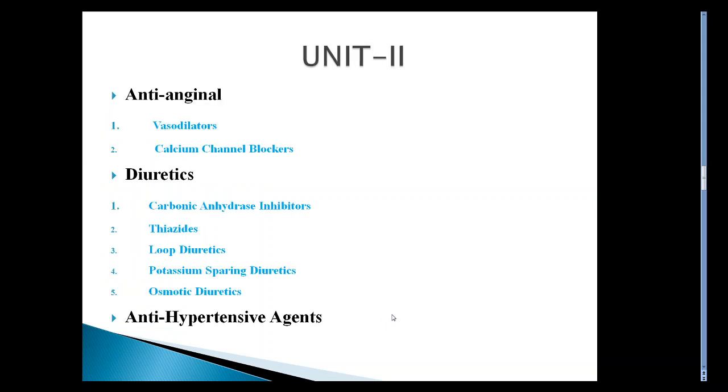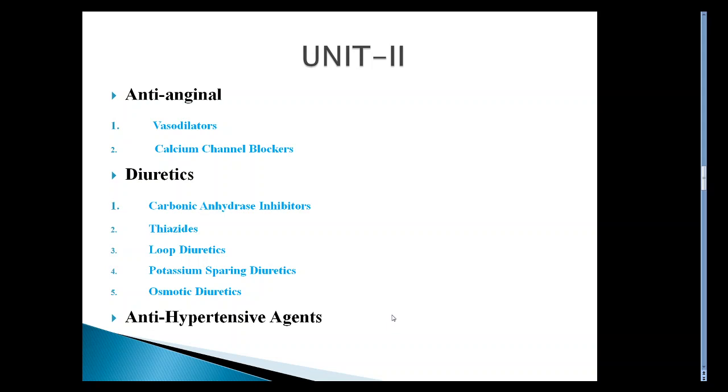In Unit 2, we will divide Unit 2 into 3 parts. First is anti-anginal agents, second is diuretics, and third is antihypertensive agents. We will discuss each and every class of Unit 2, and each subclass, briefly. For example, anti-anginal agents will be subclassified into 2 categories: vasodilators and calcium channel blockers.